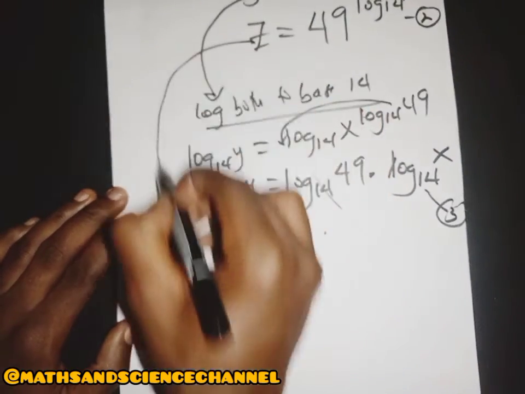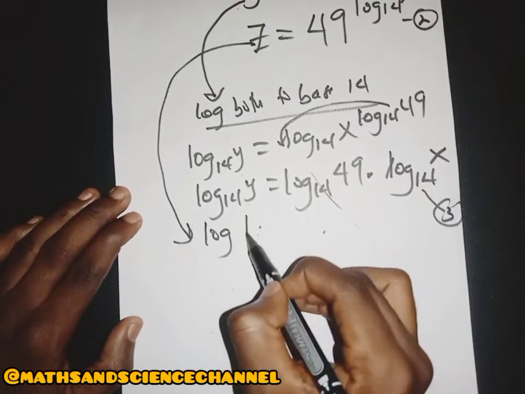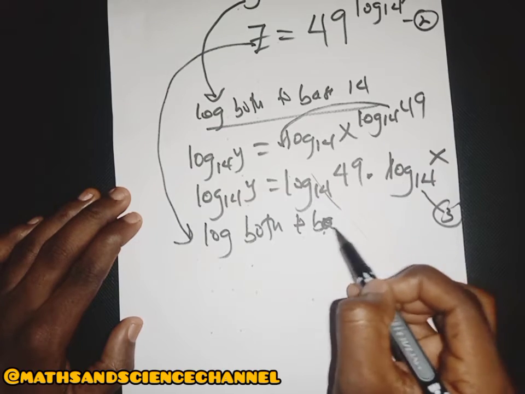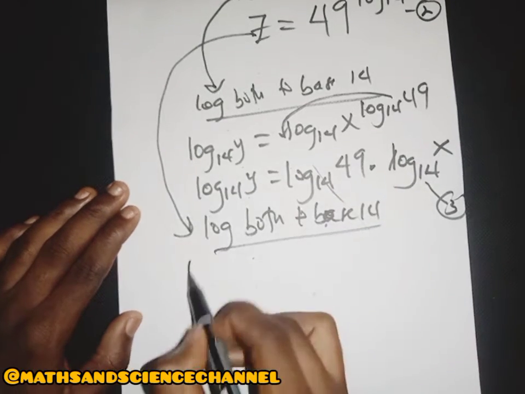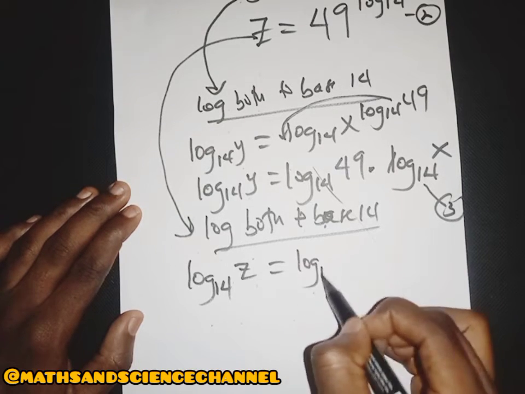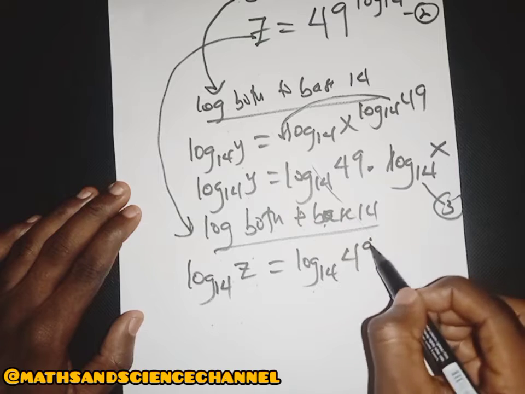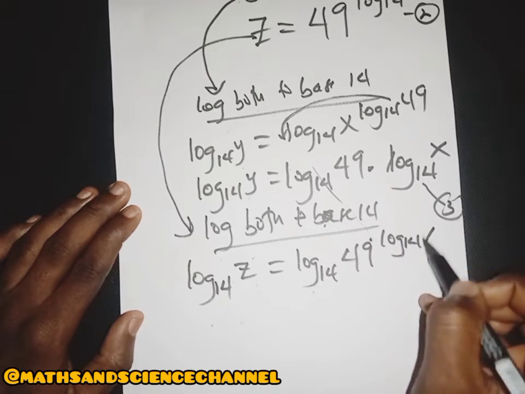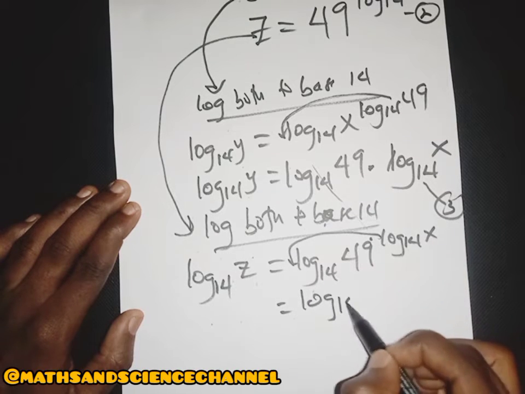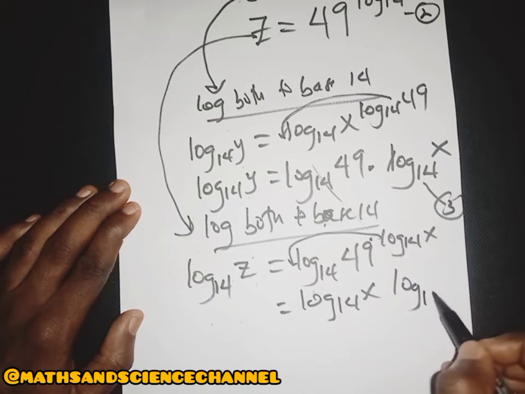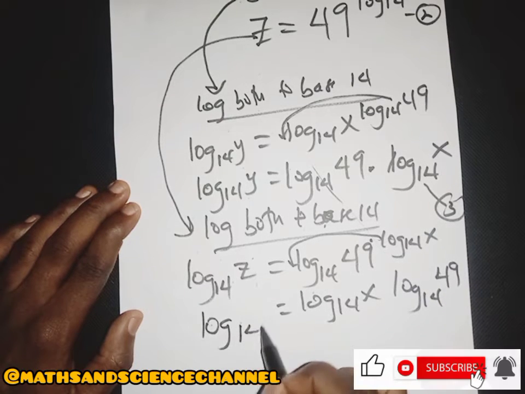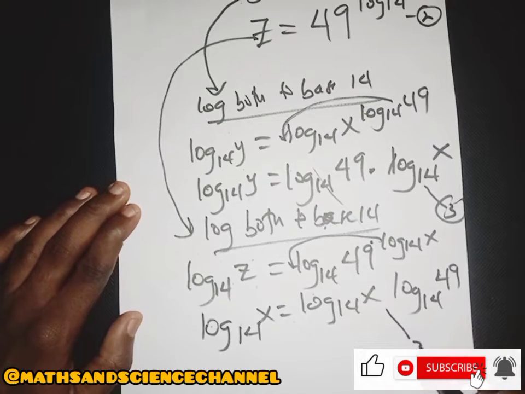And then from equation 2, doing the same thing as we did in equation 3, to base 14, we have log base 14 of z, and then log base 14 of 49, log base 14 of x. Realize that the whole of this drops to the front, so we have log base 14 of x here, log base 14 of 49 here, and then we still have our log base 14 of z. Let's call this equation 4.